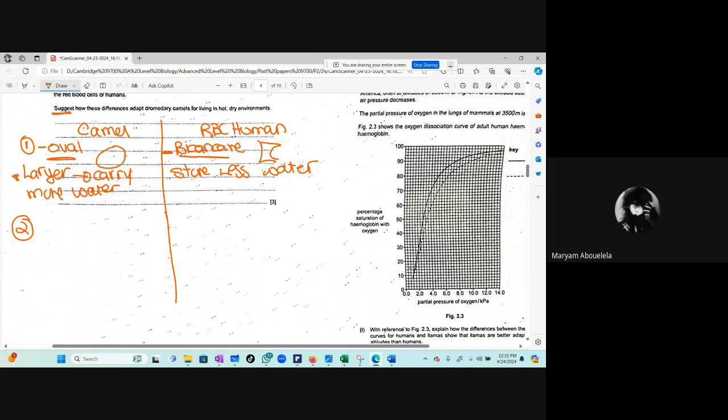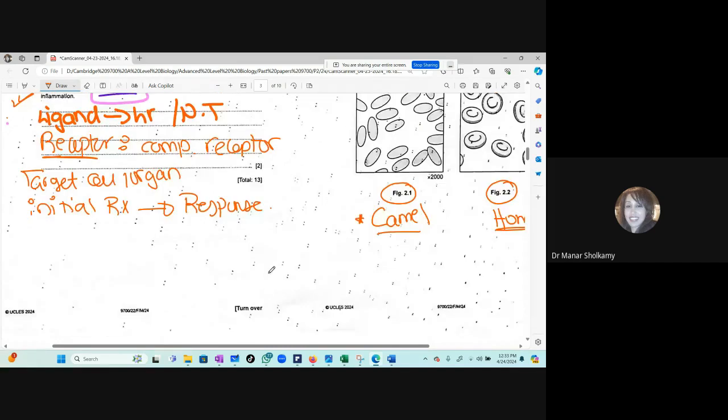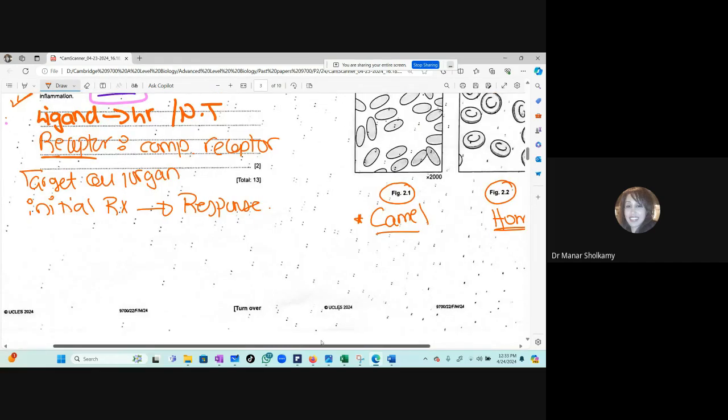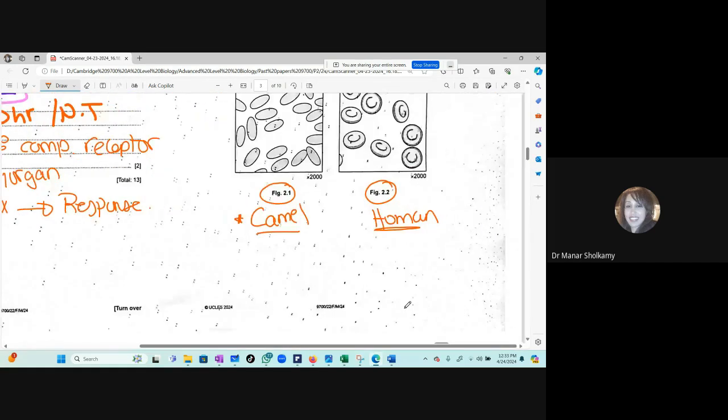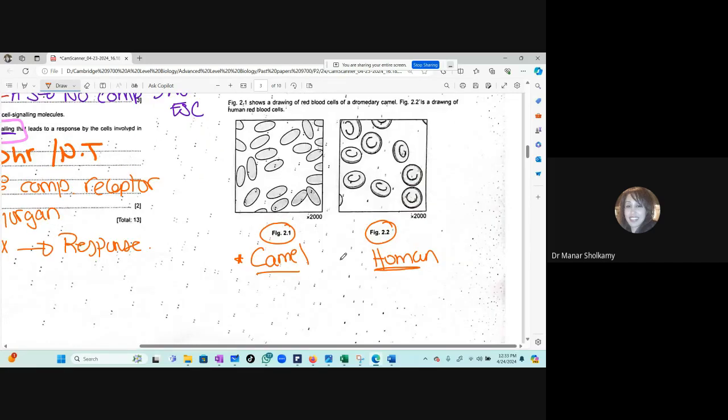Doctor, my answer is I'm not completely sure, but for both of them, for the same area, there is more red blood cell in the camel. Yes. By the way, Mariam, you have to understand that in suggest questions, you will never be sure of the answer because it is a suggest question. Everyone is going to suggest something different, and it is a critical thinking question.